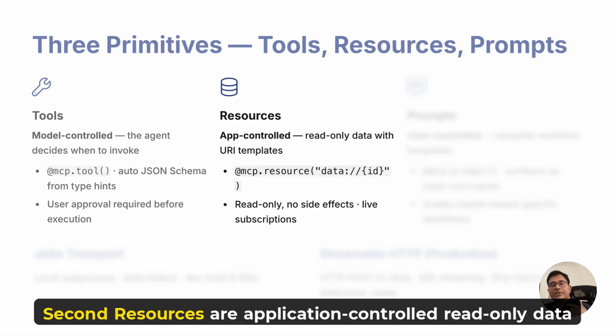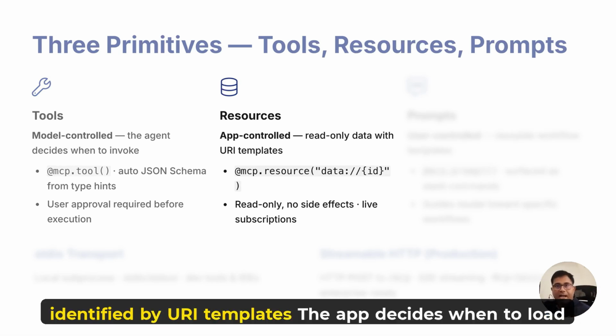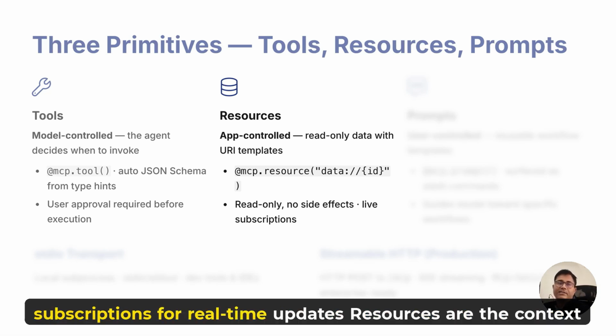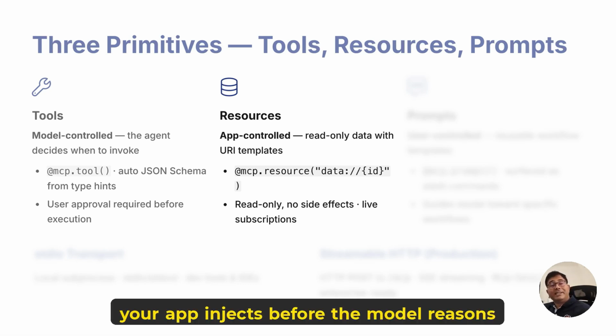Second, resources are application-controlled, read-only data identified by URI templates. The app decides when to load resources into context, not the model. No side effects, with live subscriptions for real-time updates. Resources are the context your app injects before the model responds.